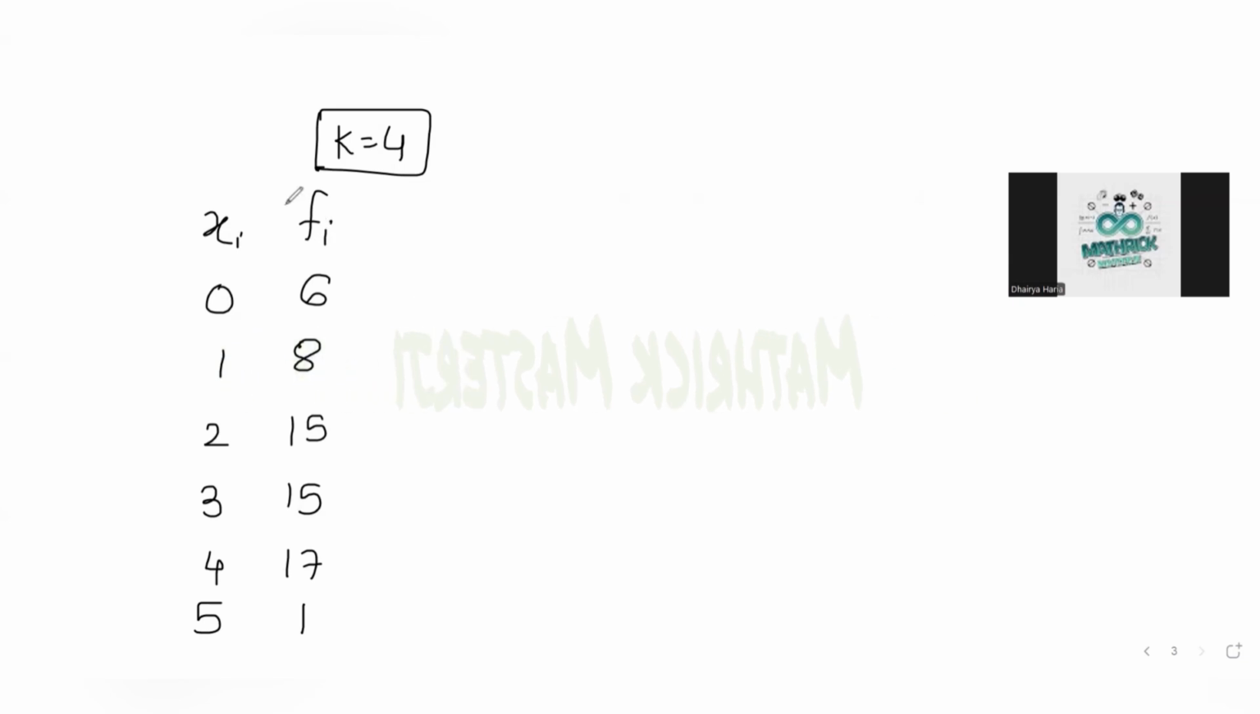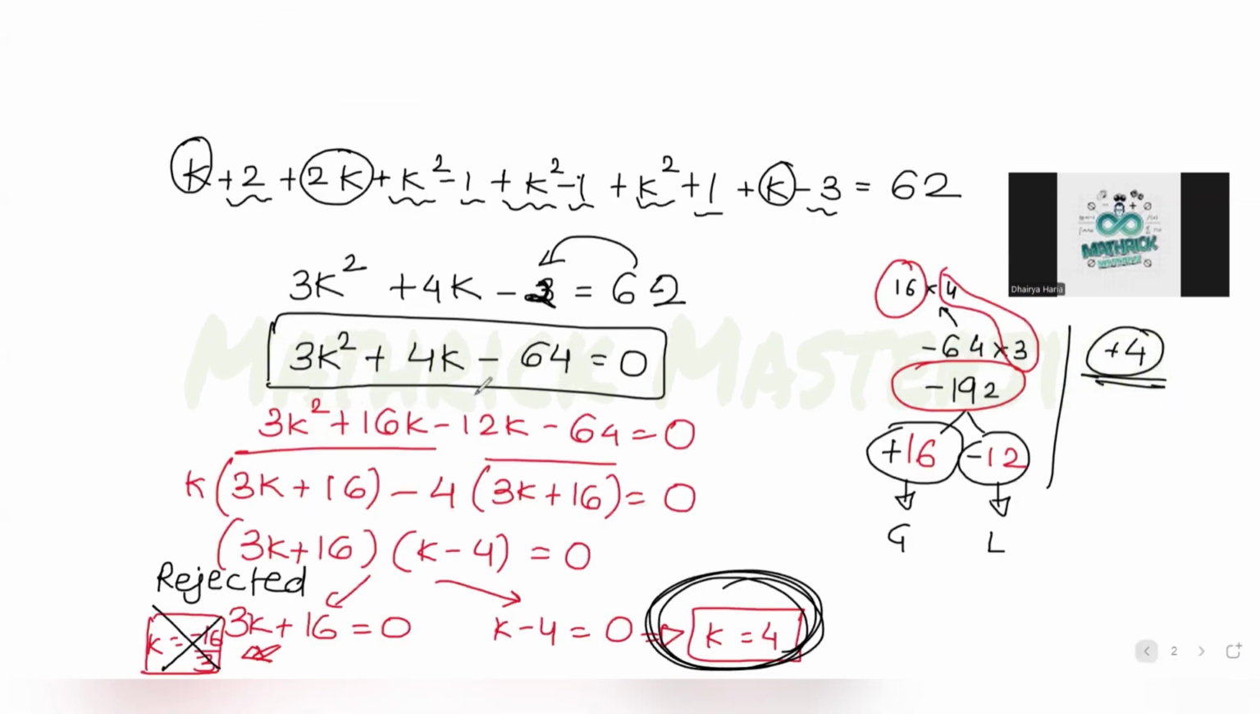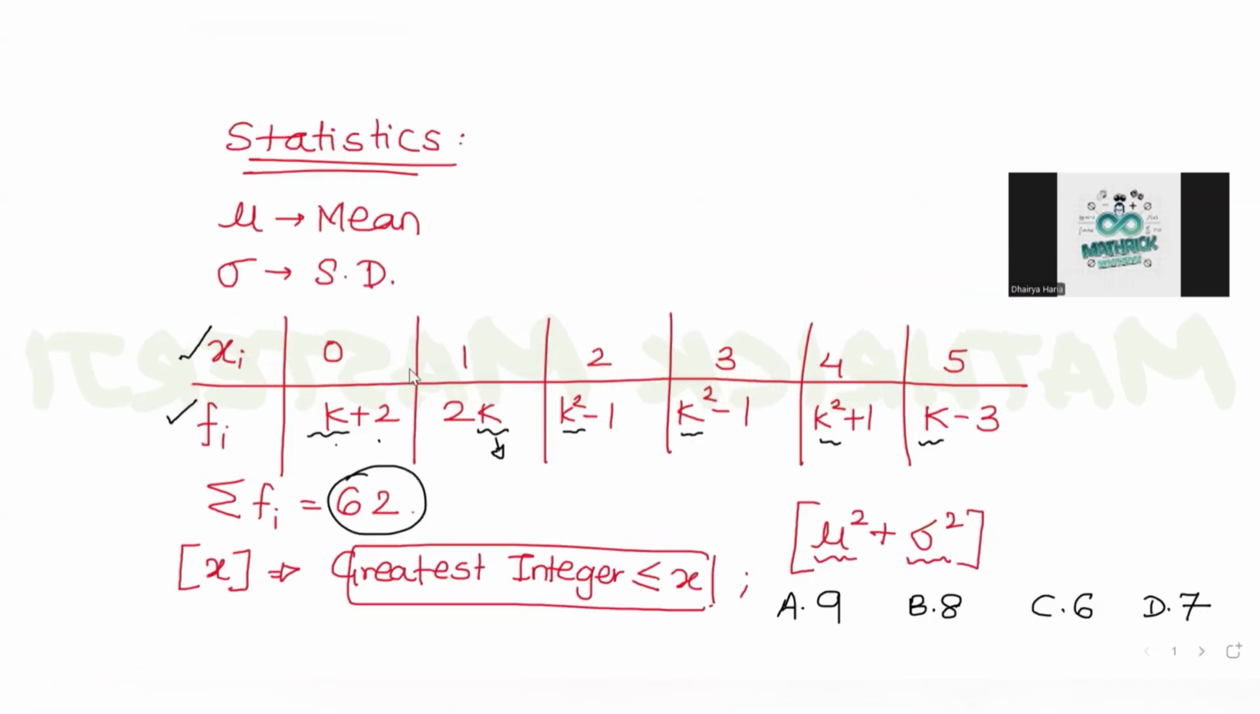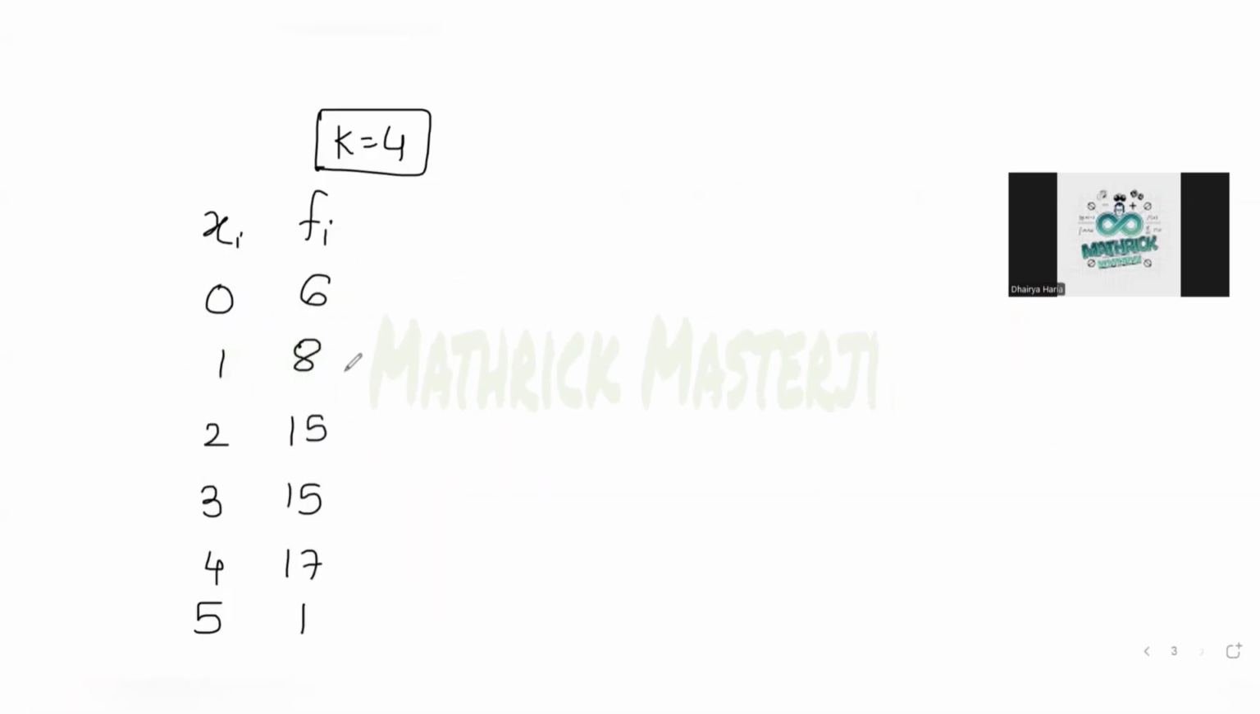Now the question talks about some mean and standard deviation. So if I see mean and standard deviation, I want to basically find the square of mean and square of standard deviation. If you understand this question very well, you will understand that you actually don't need to find the mean of this distribution at all. Why is that? Let's see.